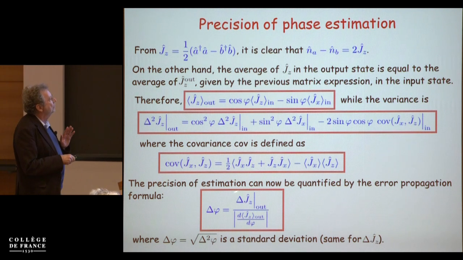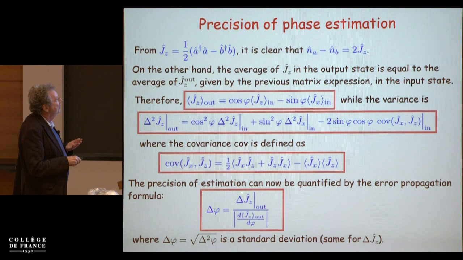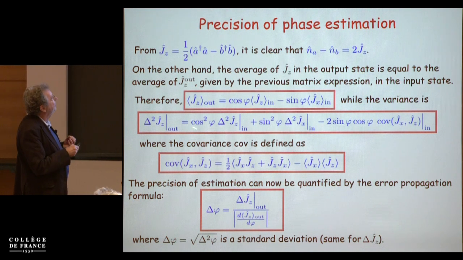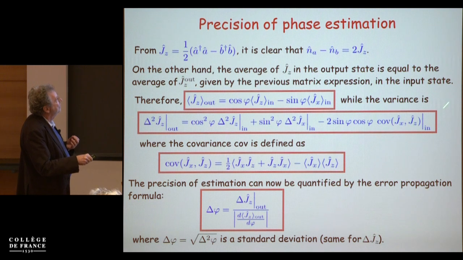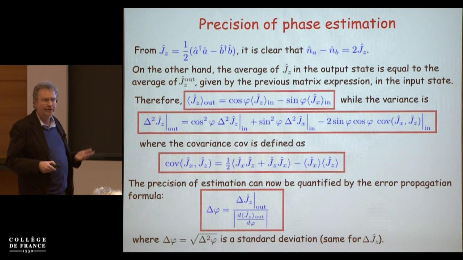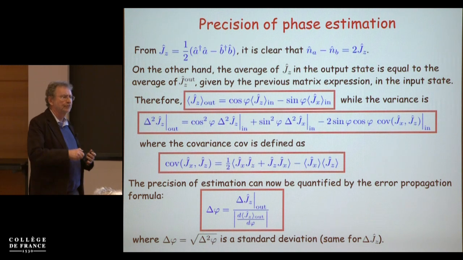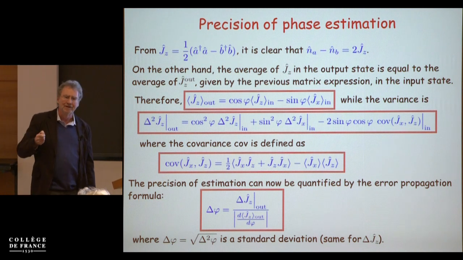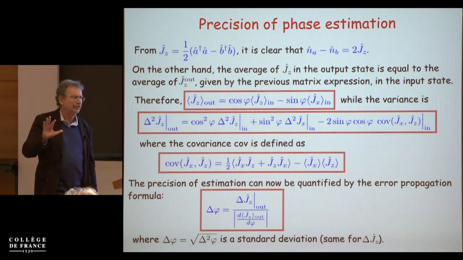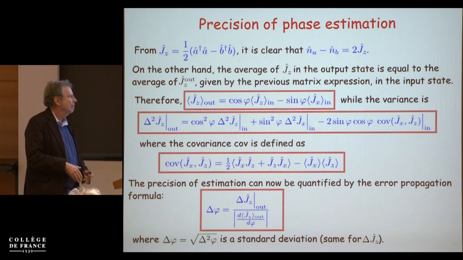And remember, we are going to calculate for each situation the variance of Jz out from this expression, and the average of Jz in the outgoing state from this expression here, which we are going to need in order to differentiate with respect to phi. So that's what we are going to do. From now on, we just have to turn the crank of the machine for different incoming states. And that's what I'm going to do now. Okay.